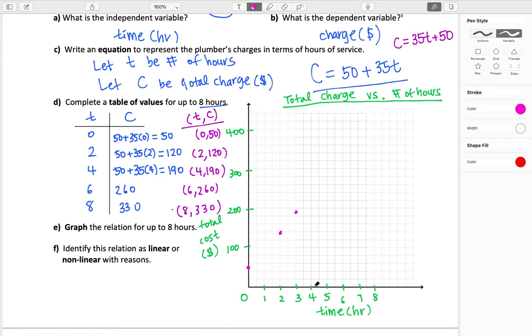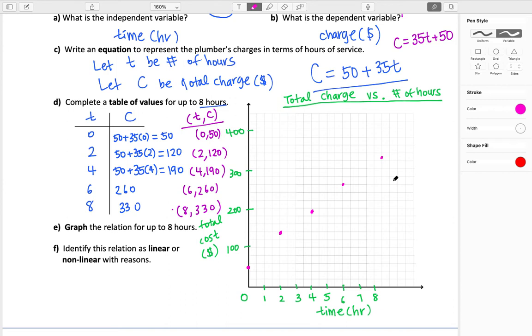4 at, sorry. Oh yeah, so 4 is at 190, my apologies. 4 is at 190, 6 is at 260, and then 8 is at 330. So right in the middle here.